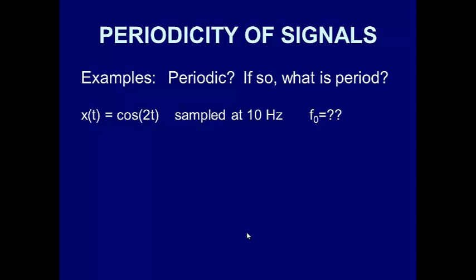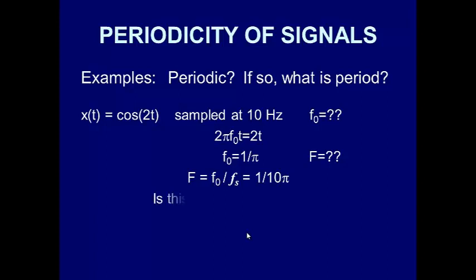So what's the analog frequency? 1 over pi. Uh-oh. And if we sample at 10 hertz, then the digital frequency is 1 over 10 pi. Is there any way to make 1 over 10 pi a rational fraction? No. So this would be a case where I sample a perfectly valid signal, but the answer is not periodic, can't be.